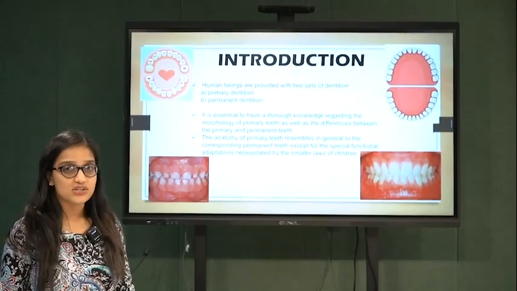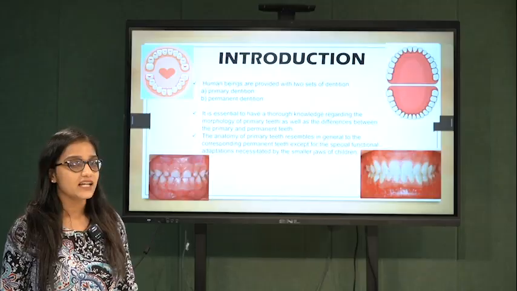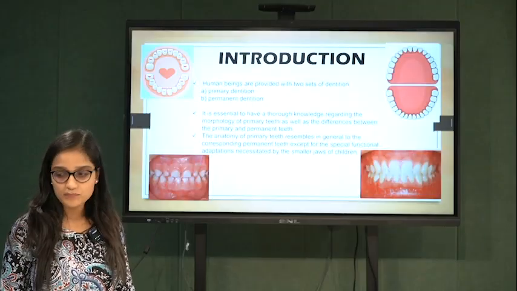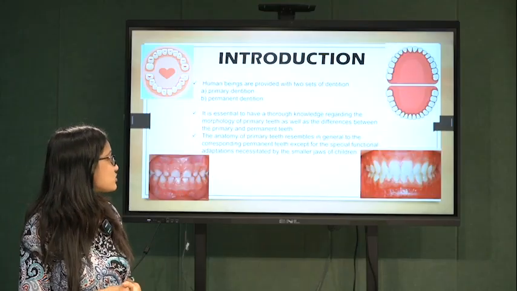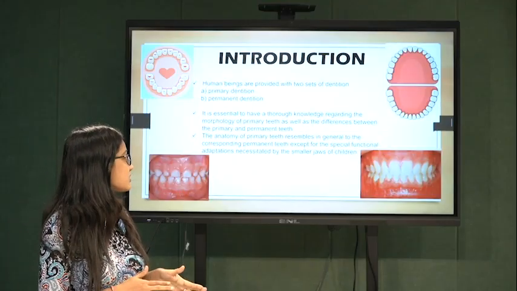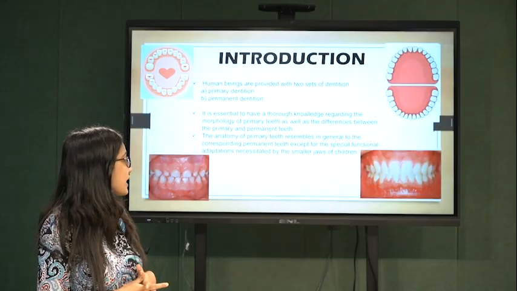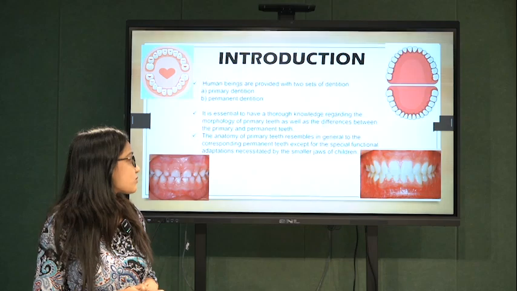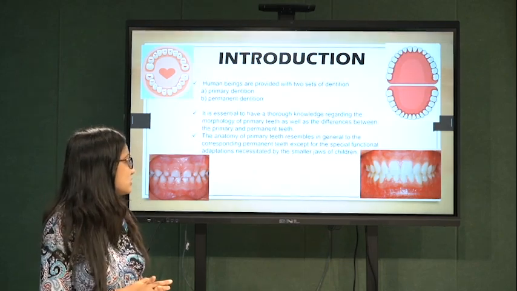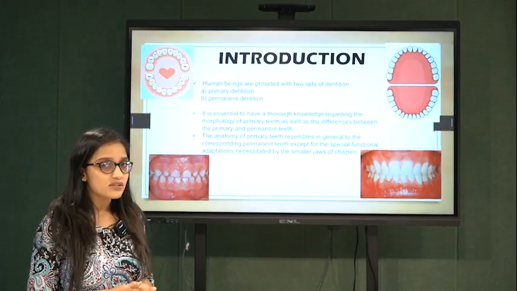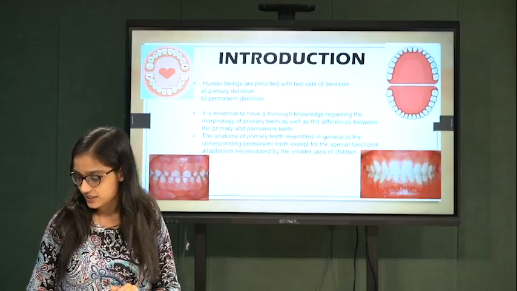So starting with the introduction, as we all know, human beings are provided with two sets of dentition that include primary dentition and permanent dentition. It is essential to have a thorough knowledge regarding the morphology of primary teeth as well as the differences between the primary and permanent teeth because both are different. The anatomy of primary teeth resembles in general the corresponding permanent teeth except for spatial functional adaptation necessitated by the smaller jaw of the children, as we can see in both the diagrams. This is primary dentition and this is permanent dentition.